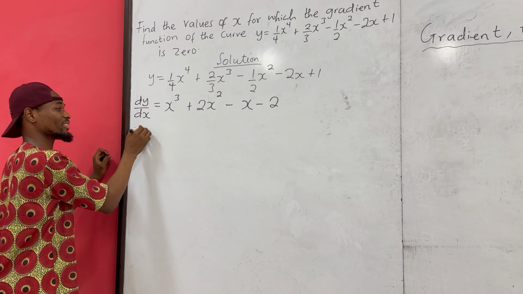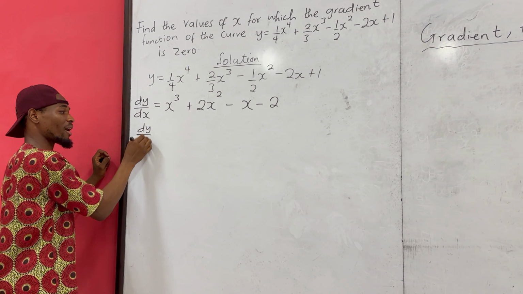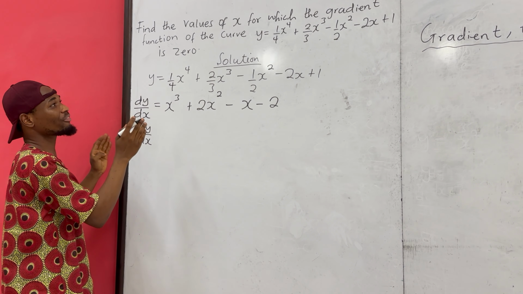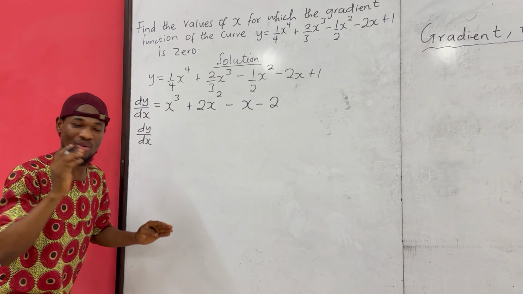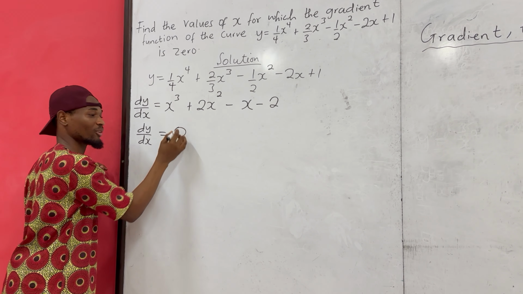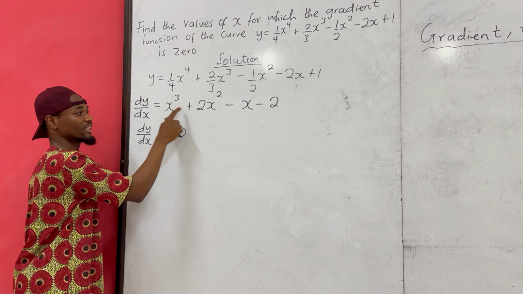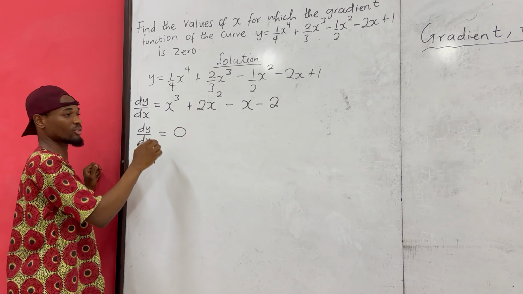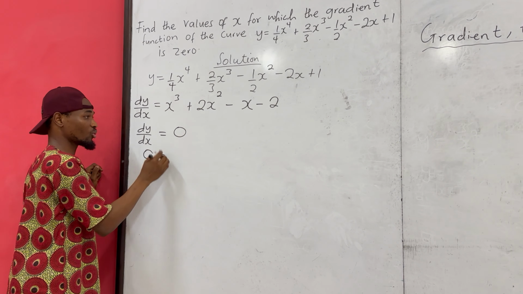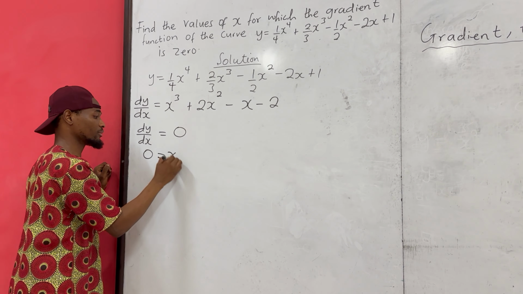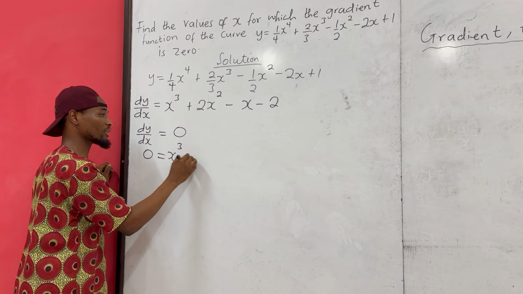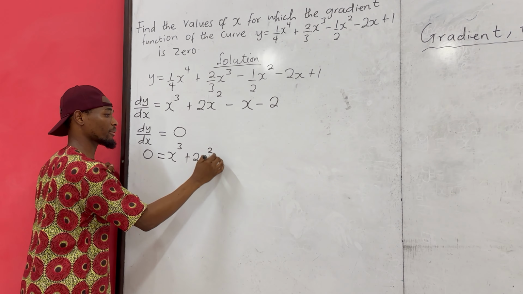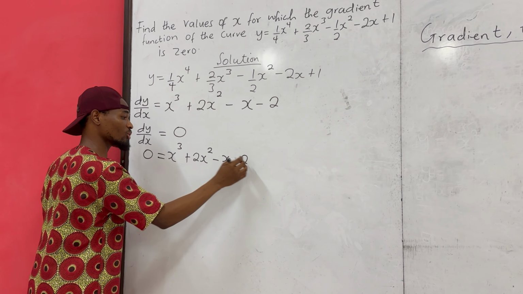Now we are saying find the values of x for which the gradient function of the curve is 0. What is the gradient? My gradient is dy over dx. So dy dx is what? Is 0. So therefore I will equate this to that. So 0 equals this: x cubed plus 2x squared minus x minus 2.